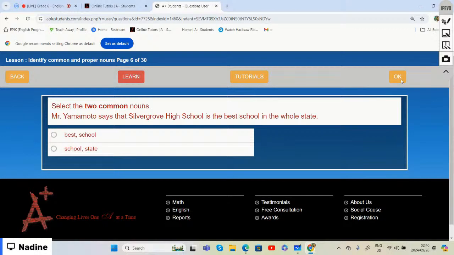We need to select two common nouns, two general types of nouns. It says, Mr. Yamamoto says that Silver Grove High School is the best school in the whole state. We need to select the two nouns. Is it option one, best and school, or option two, school and state?